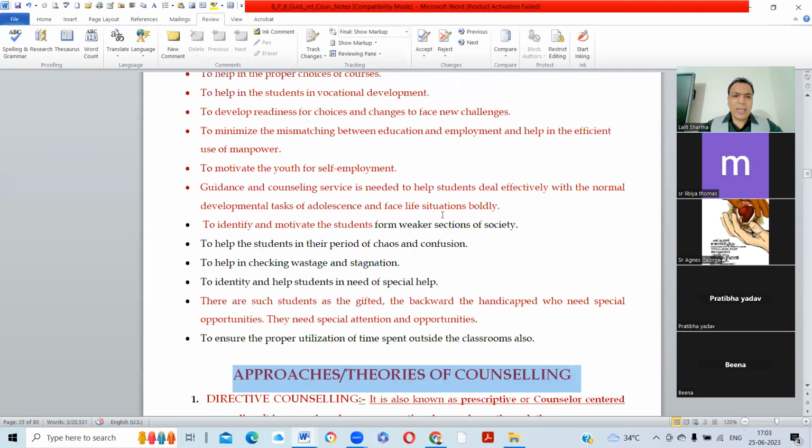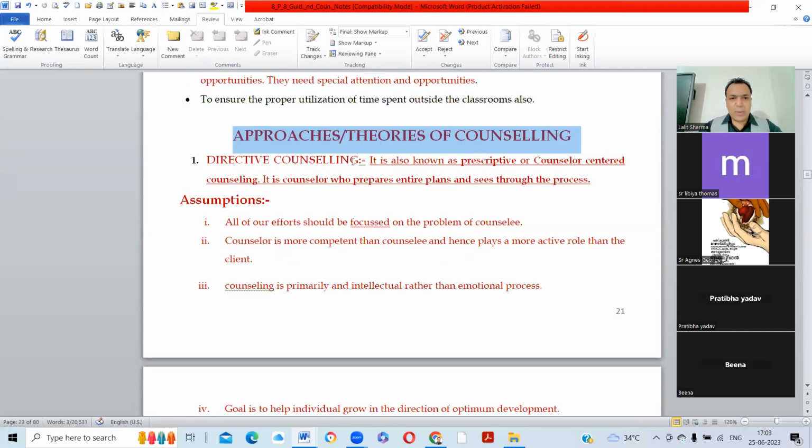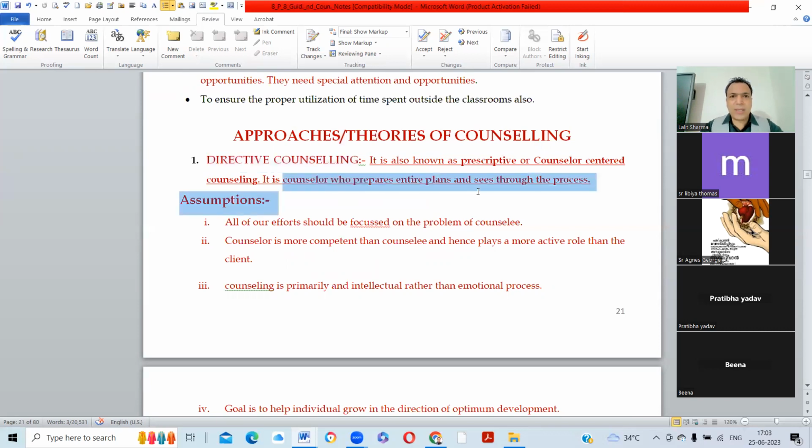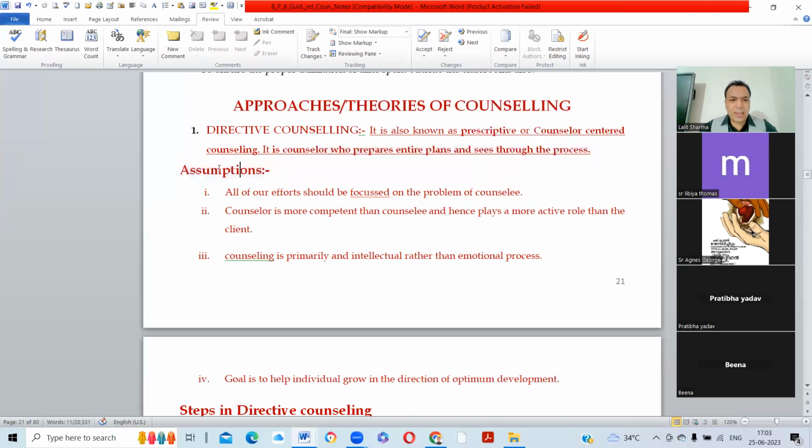Okay guys? So what is directive counseling? Directive counseling is, you can say, counselor-centered counseling. Here the counselor prepares the entire plan and sees through the process. So these are the assumptions. You have to talk about the assumptions and then advantages.